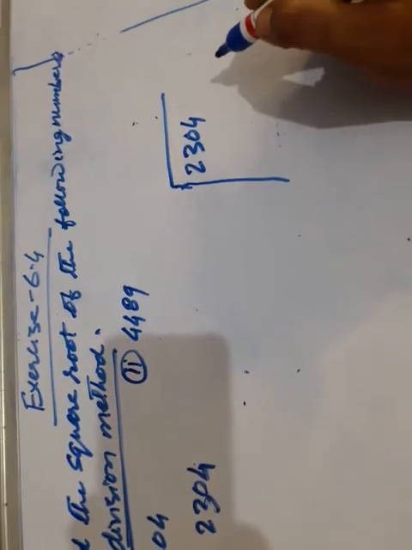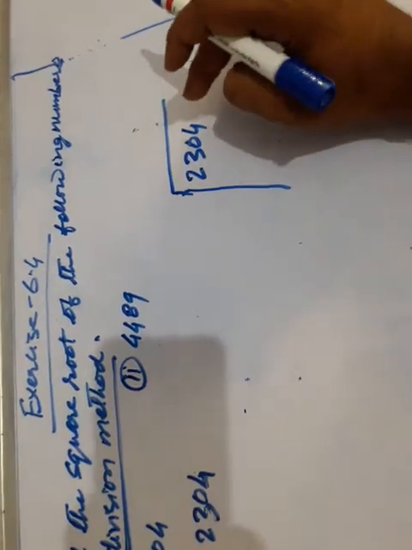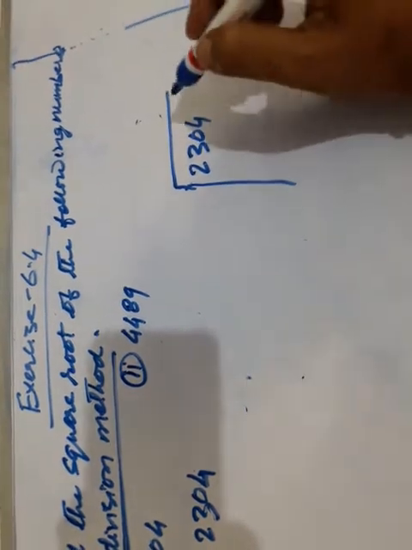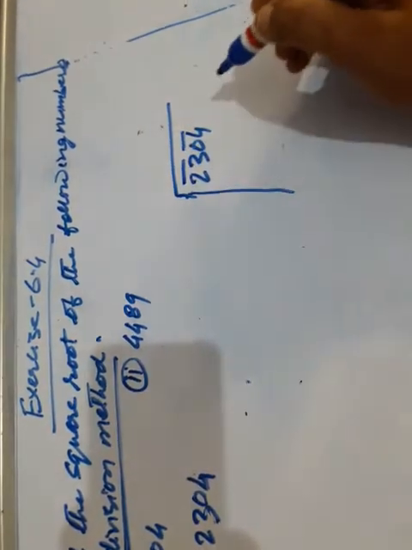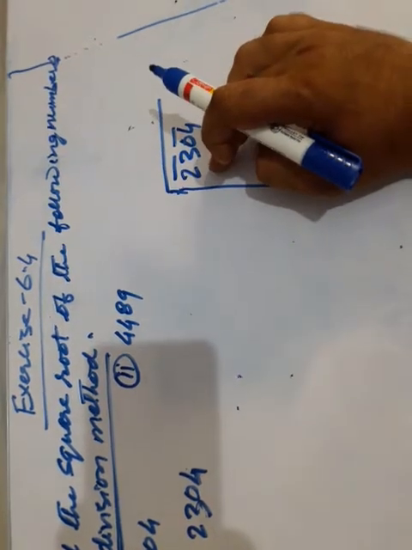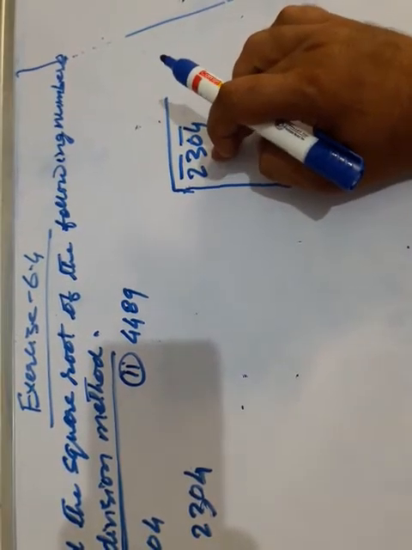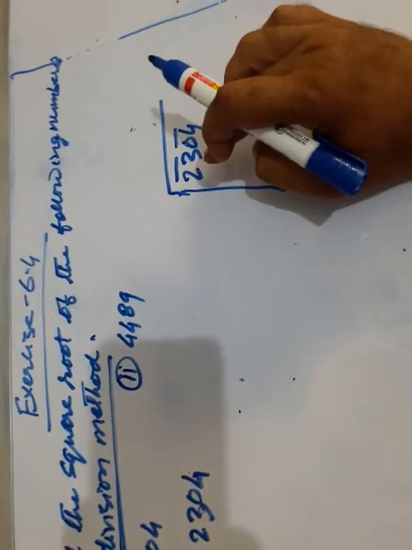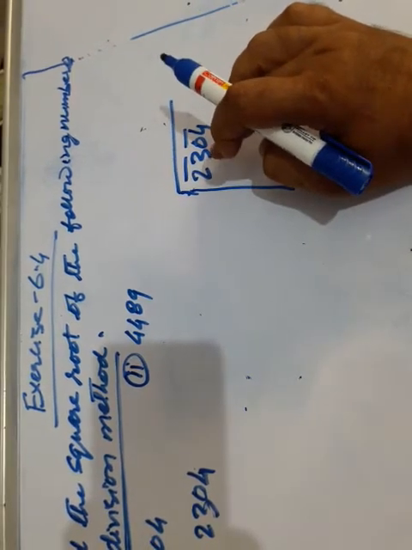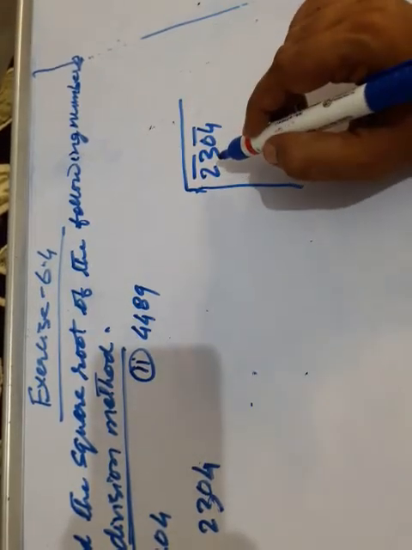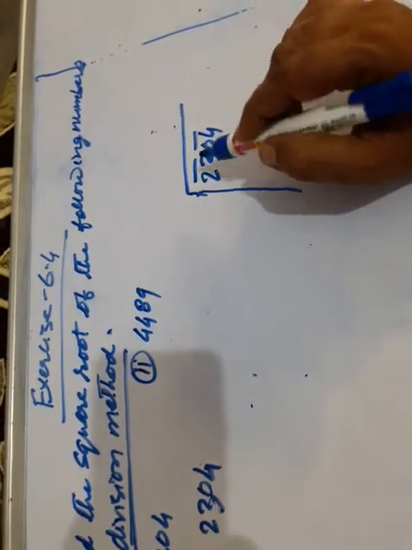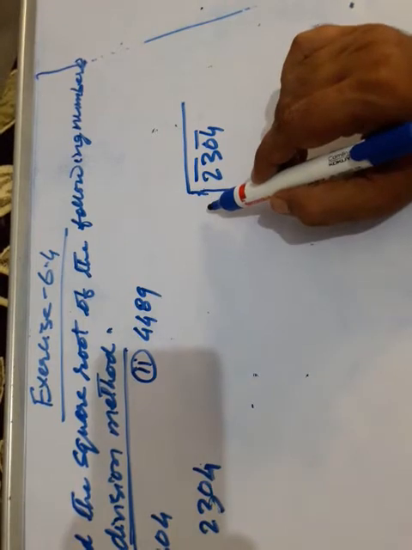We have to make pairs from the right hand side, that is from the units digit. This is one pair, 04, and another pair is 23. So 23 is your present dividend. Okay children, 23 is your present dividend, and it has to be divided by a number. Now let us choose a divisor for 23. If you take 4, 4 fours are 16.